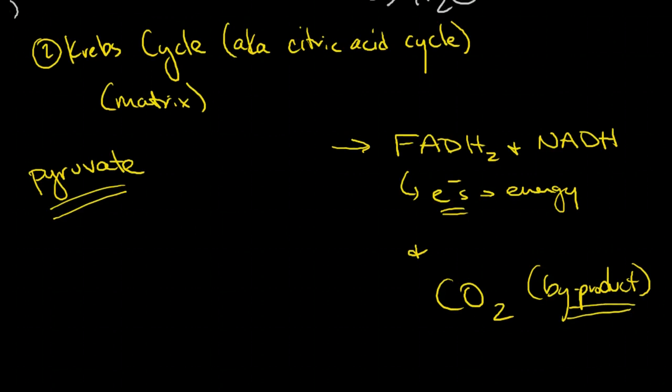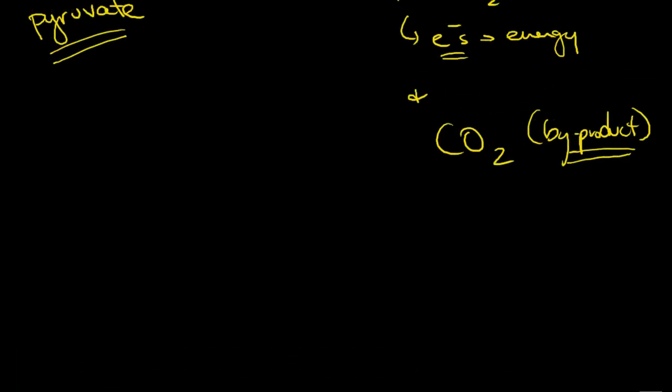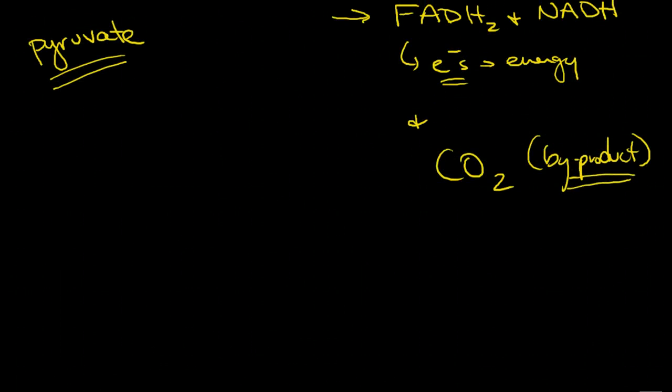Now, pyruvate is something that we get from glycolysis. If we break that down, lysis means to break down. Glyco refers to sugar. Think glucose or glycogen. Glyco means sugar, so it's another way of saying sugar. So this is the breakdown of our glucose molecule.